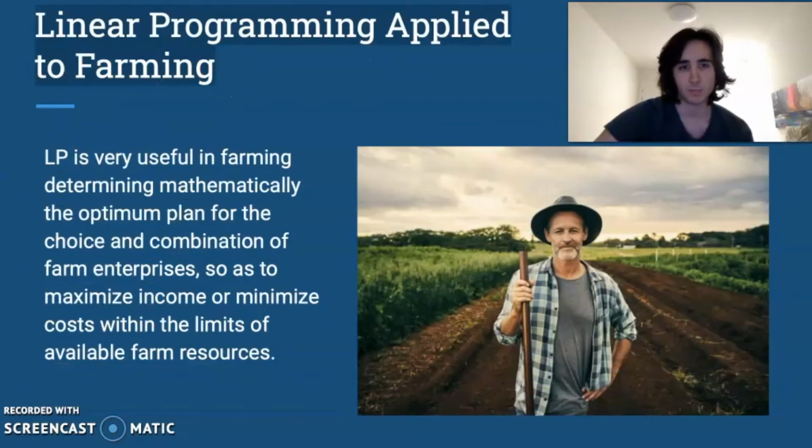Linear programming applied to farming. LP is very useful in farming, determining mathematically the optimum plan for the choice and combination of farm enterprises, so as to maximize income or minimize costs within the limits of available farm resources.